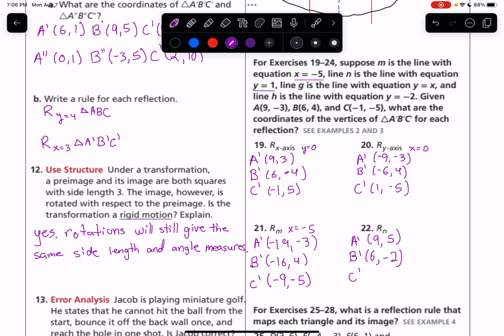And for C prime, we have -1, -5 is 6 units below 1. So our new number is going to be 6 units above 1. So that'll be 7. And that's our answer.